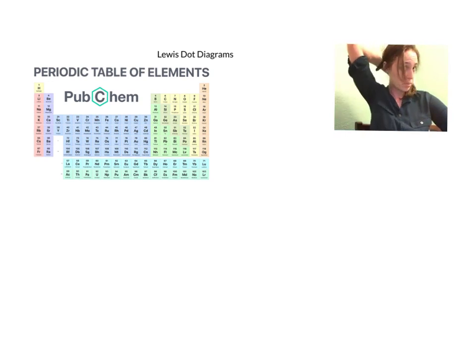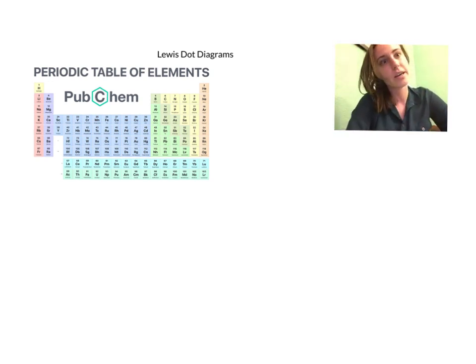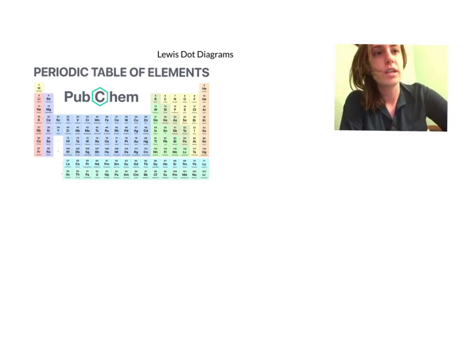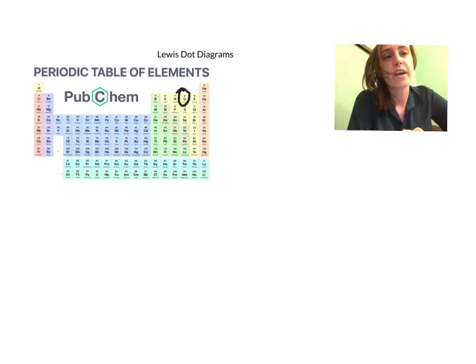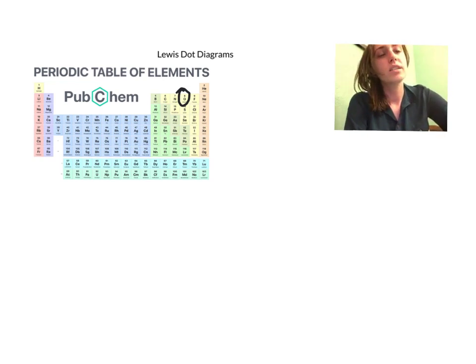So let's go ahead and take oxygen. I like oxygen. All right, oxygen is right there. I circled it on our periodic table. It's number 8, right? So oxygen has an atomic number of 8, but look at how many valence electrons are available to us. We are going to have 1, 2, 3, 4, 5, 6.